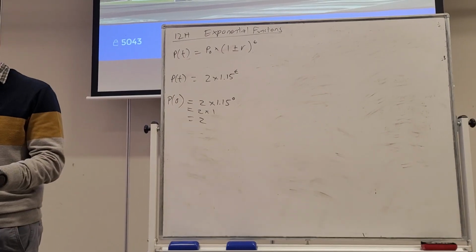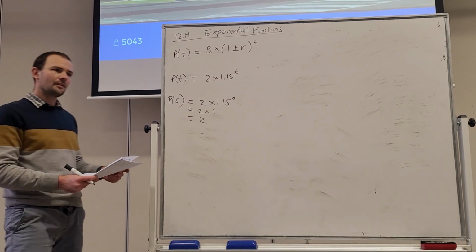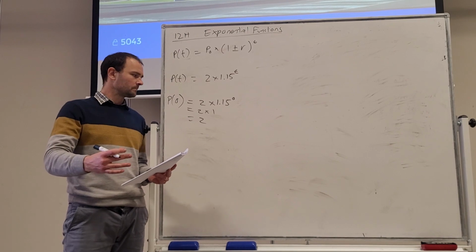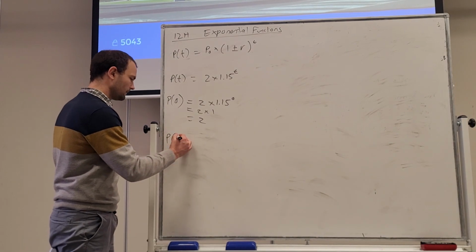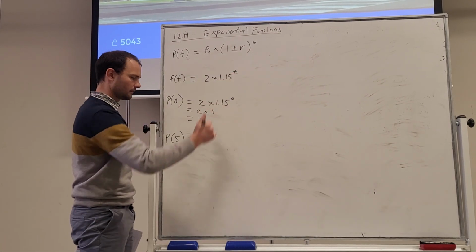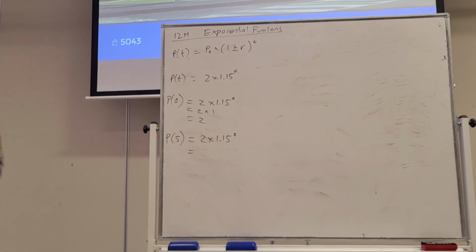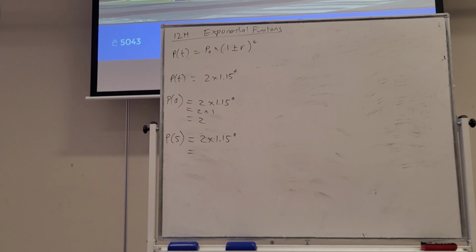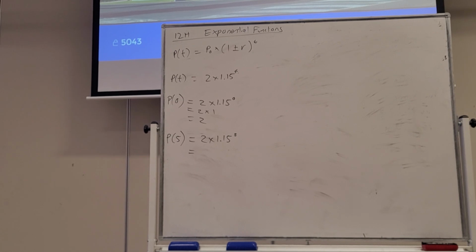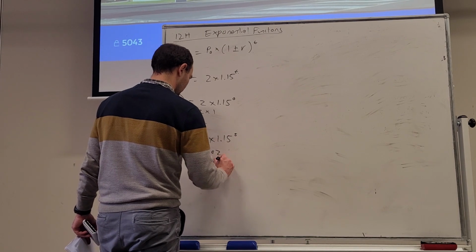Part B, how many mice are there after 5 months? Now they're saying t is 5, so that means we're finding P of 5. How many mice are there after 5 months? So we're going to put the 5 in our calculator. That gives 4.02, which is 4 mice.